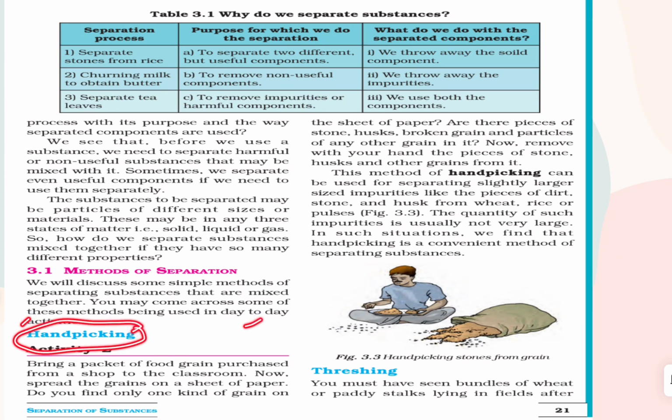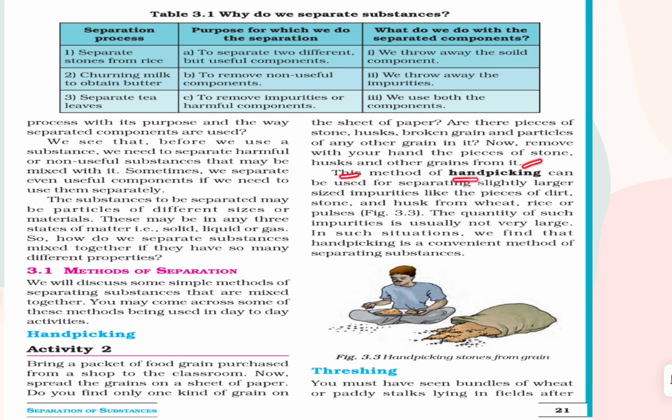Handpicking. Activity 2. Bring a packet of food grain purchased from a shop to the classroom. Now spread the grains on a sheet of paper. Do you find only one kind of grain on the sheet of paper? Are there pieces of stone, husk, broken grain and particles of any other grain in it? Now remove with your hand the pieces of stone, husk and other grain from it.